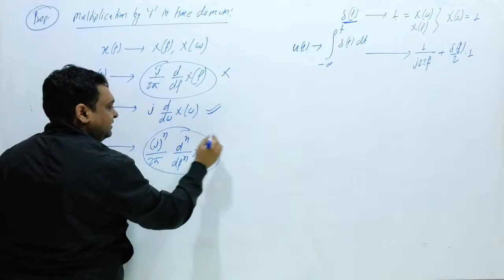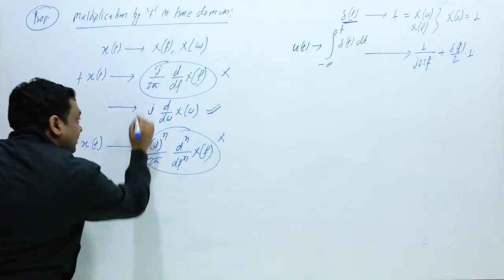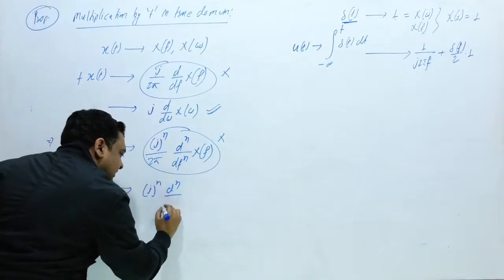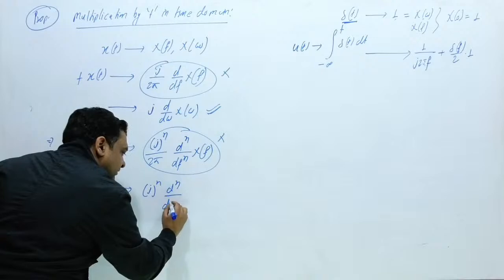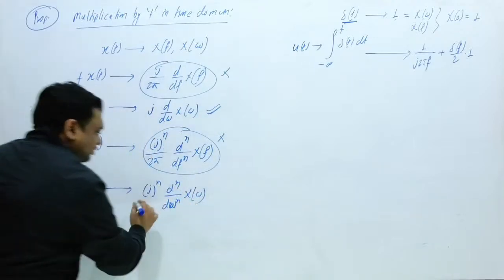In the omega domain, I suggest you don't remember it this way. You should remember it in terms of omega. So in the omega domain, what can you write? This is j raised to power n, times the n-time differentiation of X(omega). You should remember it like this.